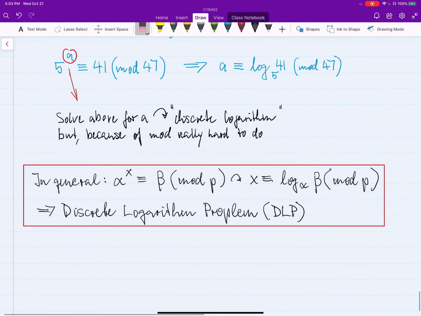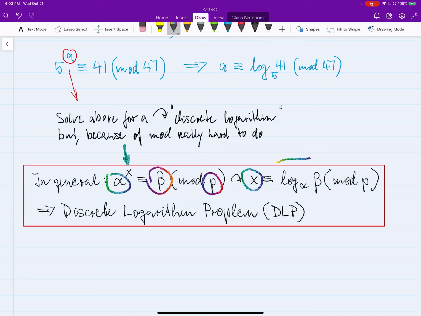So in general, if we are given an alpha and a beta and a p, and we try to find this exponent that we need in order to make this equation work, and we solve for the x, we need to solve this discrete logarithmic problem. And this is what the discrete logarithm problem is all about.